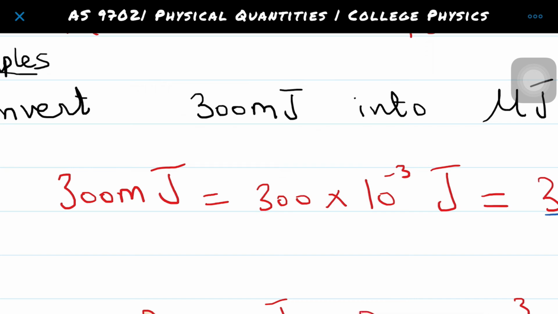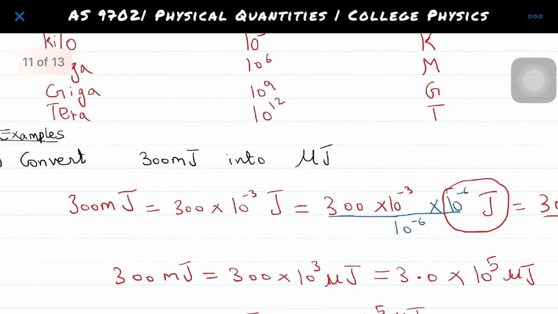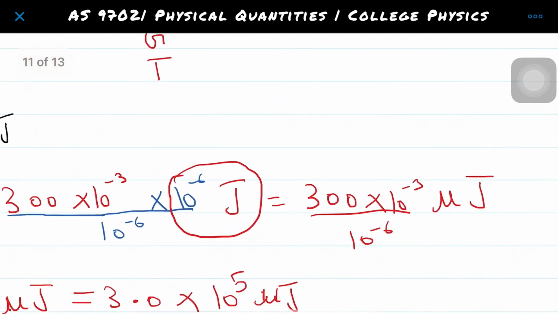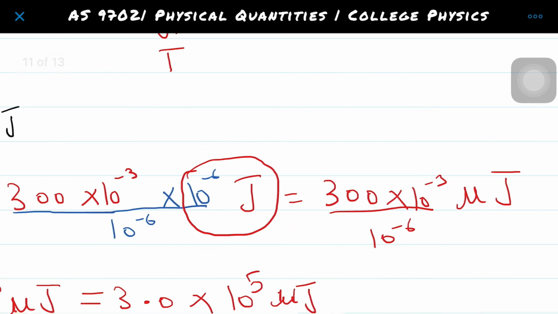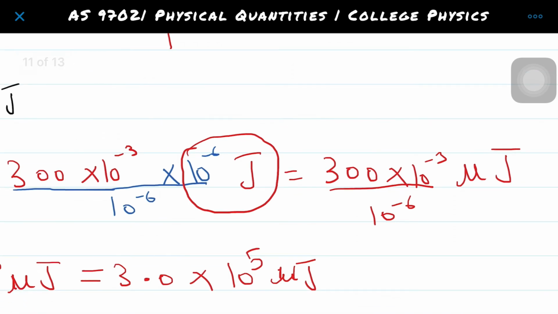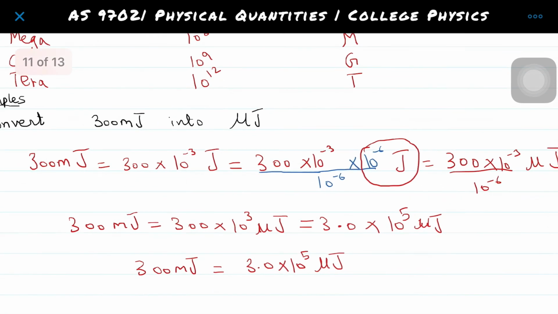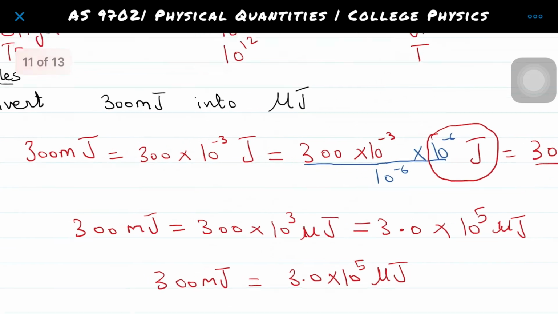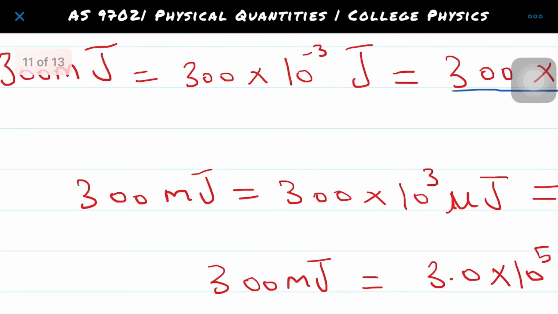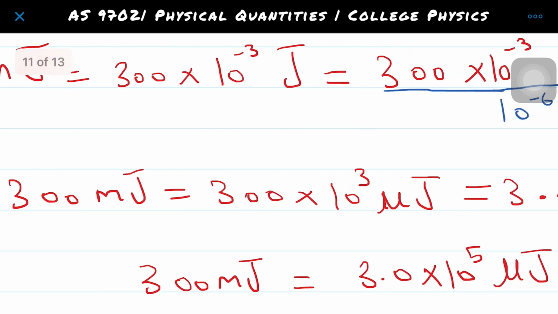Now, when we want to convert it into microjoules, we'll be dividing this quantity by what? We'll be dividing it by 10 raised to the power minus 6, because micro was 10 raised to the power minus 6, right? So when we divide it by 10 raised to the power minus 6, the minus 6 will move up, and it's going to become plus 6, obviously. So plus 6 minus 3 would become plus 3. So it is going to become 300 into 10 raised to the power plus 3 microjoules. So now we have converted 300 millijoules into microjoules.